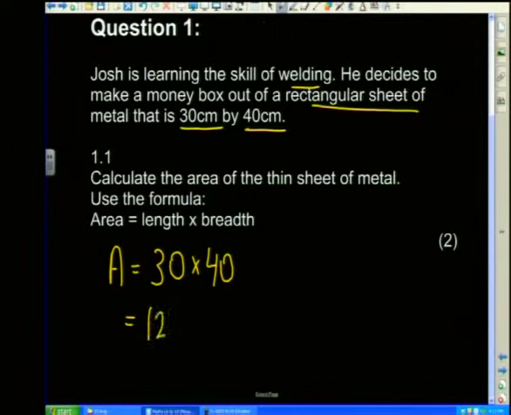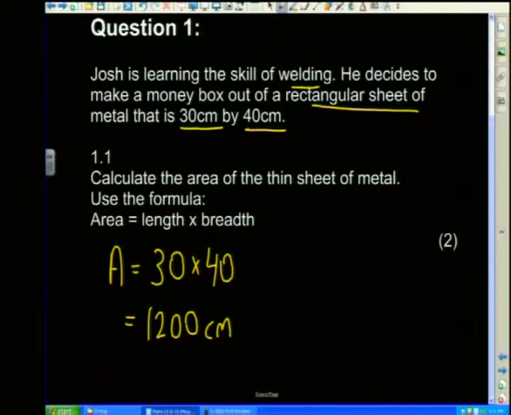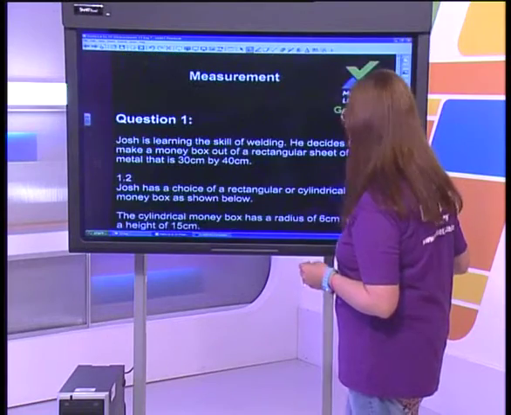Right, 1,200. And don't forget your units. So what were we dealing with? Centimeters. It's area, so it is always squared. Let's see what the next part of our question is.